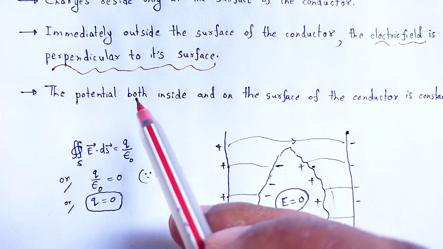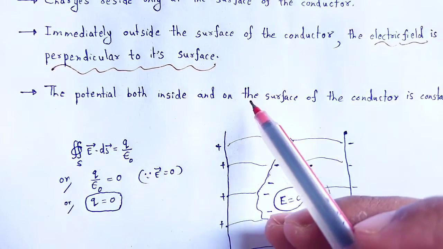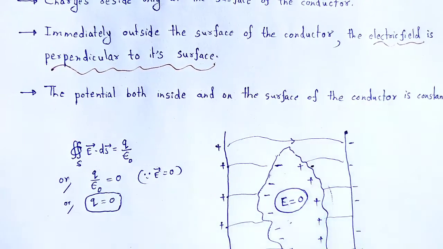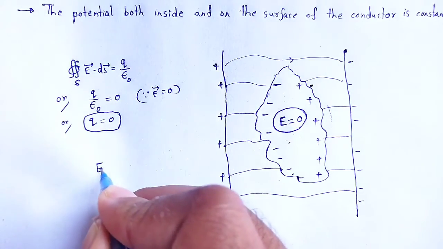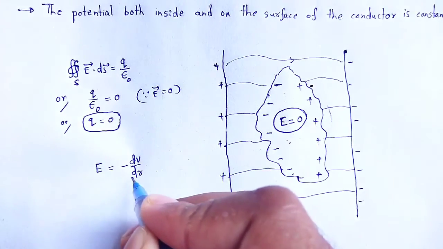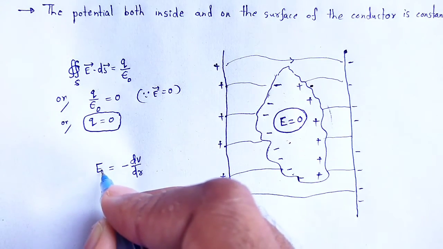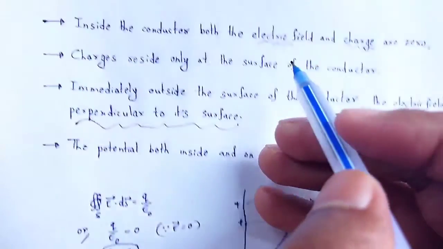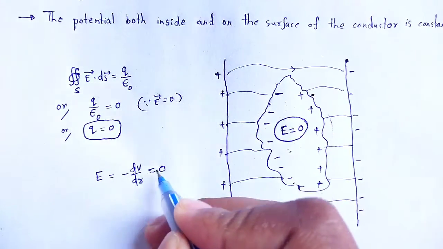Last point, the potential both inside and on the surface of the conductor is constant. How? Look at the expression E is equal to minus dV by dr. Electric field is the negative of potential gradient. Inside the conductor, the electric field will be 0. So that is equal to 0.